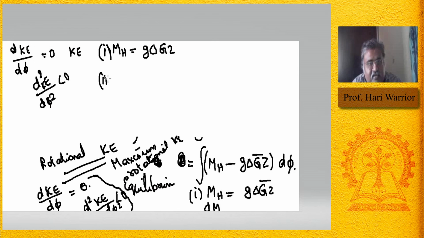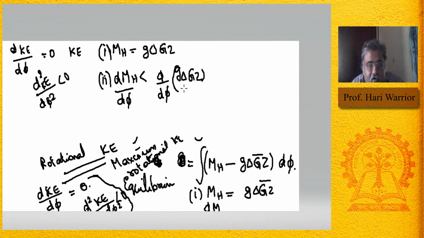And the second condition is that the kinetic energy should be the maximum. This will imply that d by d phi of MH should be less than d by d phi of the G delta Gz.